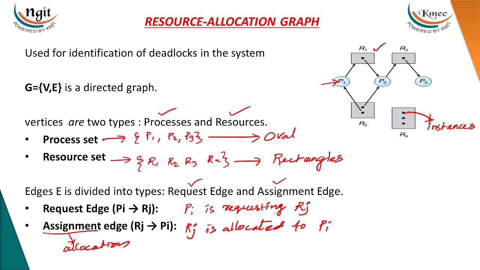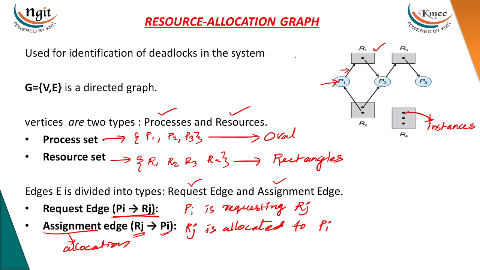A request edge means Pi to Rj, which means Pi requests Rj. Before using a resource, we need to request it. Once it is allocated, it is called an assignment edge, where Rj points to Pi, that is, Rj is allocated to Pi. Now if you look at this, you can see this is a request edge: Pi is requesting R1, and R1 is allocated to P2.